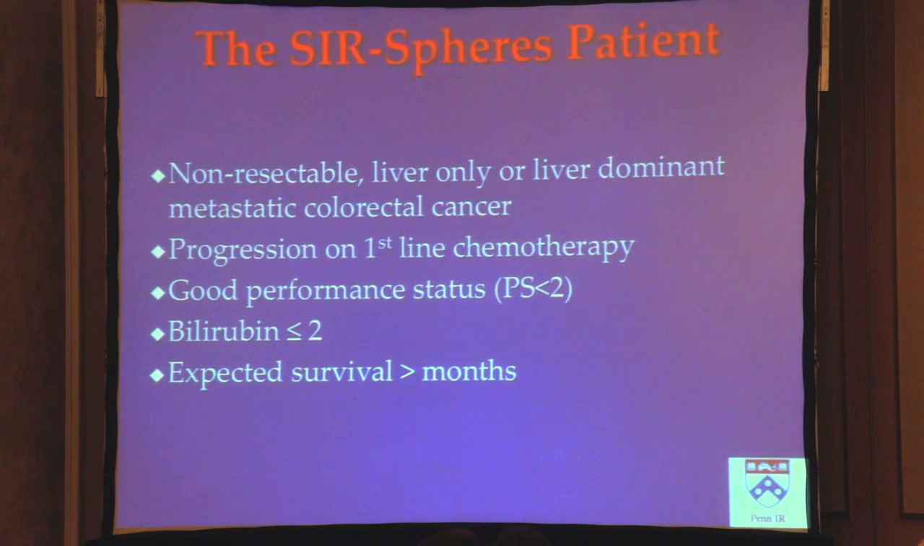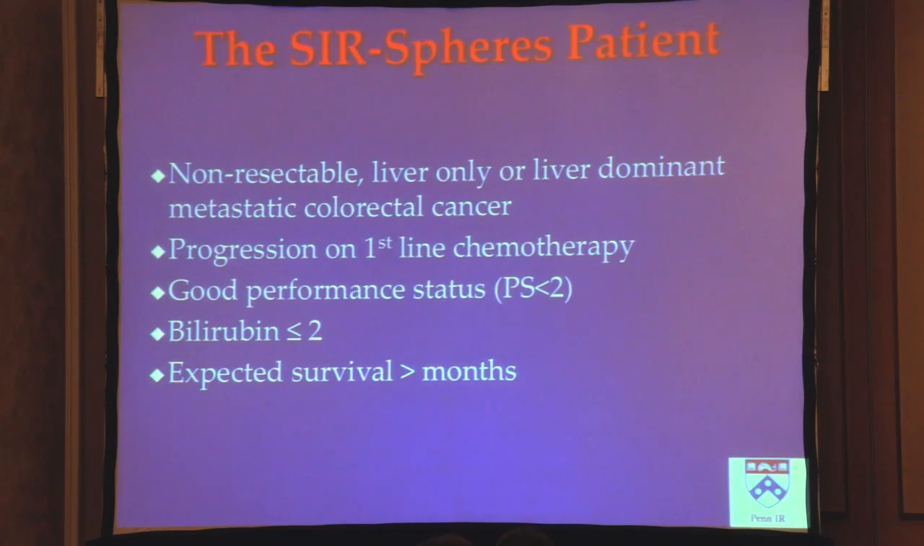They may have progressed on first-line chemotherapy and maybe have not responded to other lines of chemotherapy. They have a good performance status, and performance status really means it's a scale of how good your physical status is overall. Are you able to walk around and do your normal daily activities, or are you bedridden and really just can't get out of bed?